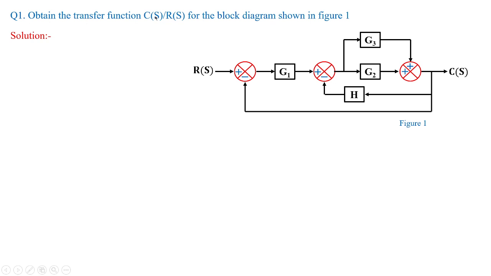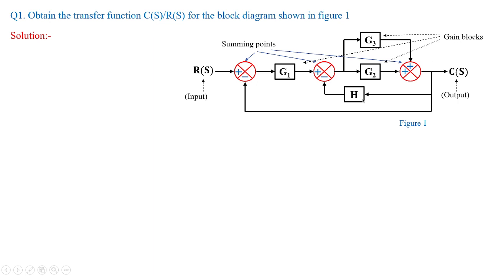We need to find out the transfer function C(s)/R(s), and this is the block which is being given in figure 1. So you know that R(s) is input and C(s) is treated as output, and G1, G2, G3 are generally called gain blocks. And you have the summing points, which is shown by the circle with cross as plus and minus. These are regarded as summing points. You have a block with negative feedback, and you have a negative unity feedback.